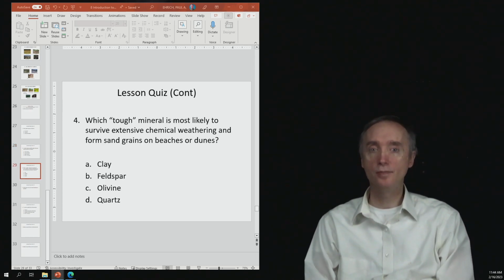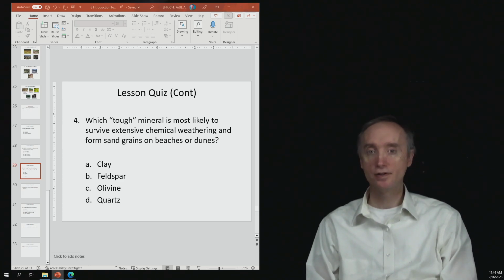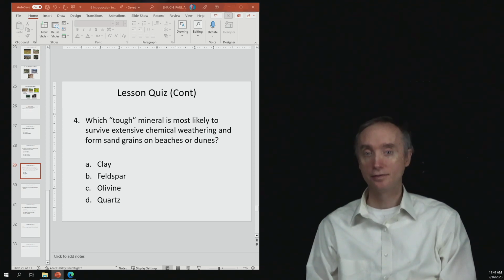Number 4, which tough mineral is most likely to survive extensive chemical weathering and form sand grains on beaches or sand dunes? So letter A is definitely out because clay is washed away very easily. Now feldspar is a tough mineral, so it is hard, but the problem is feldspar is going to weather and eventually it's going to turn into clay. Olivine is, again, a tough mineral, but it is going to weather and turn into clays. So it's going to be quartz.